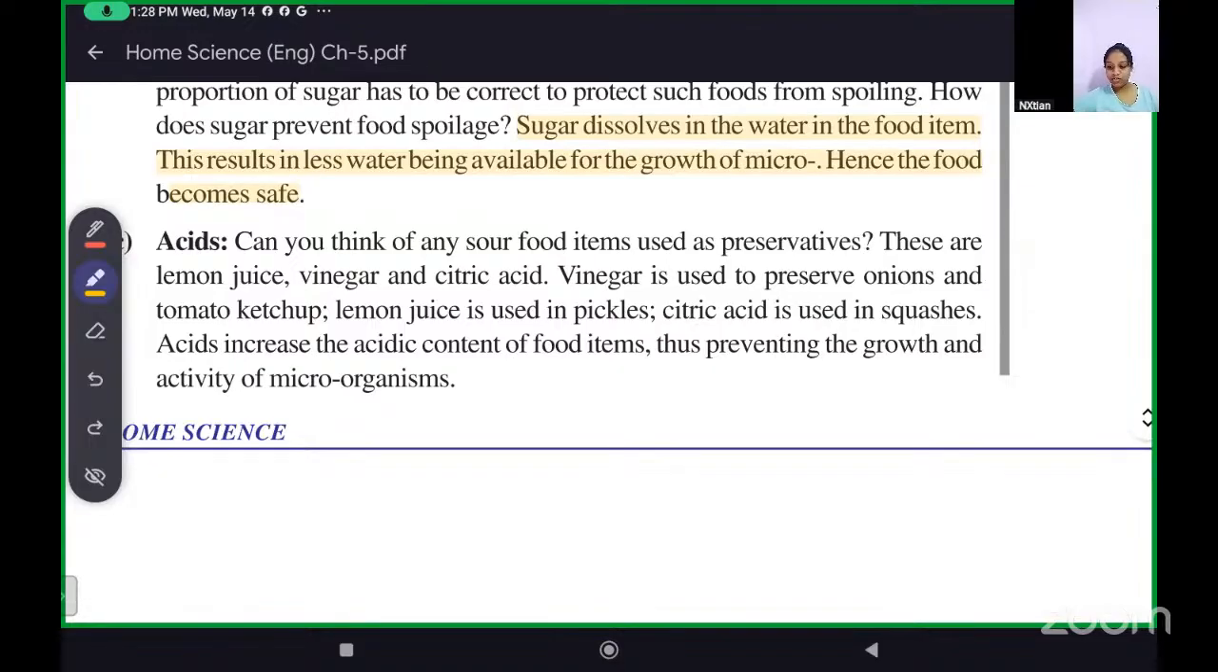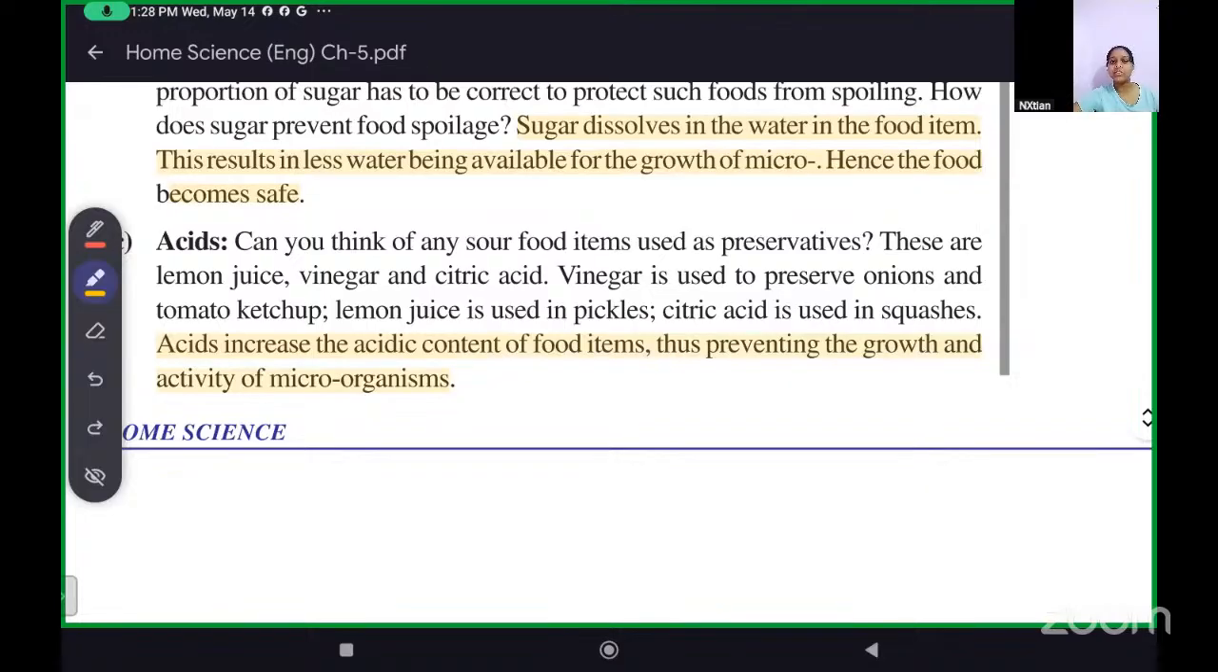Vinegar is used to preserve onions and tomato ketchup. Lemon juice is used in pickles. Then citric acid is used in spices. Acids increase the acidic content of the food items, thus preventing the growth and activity of microorganisms. So you have to learn this, okay?